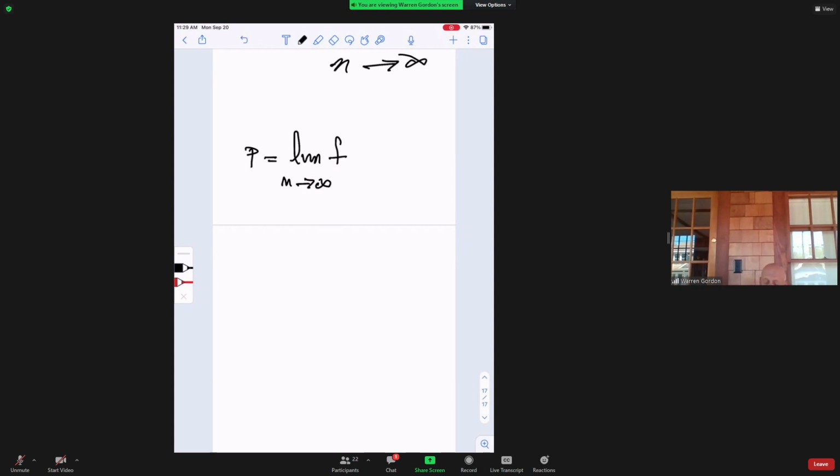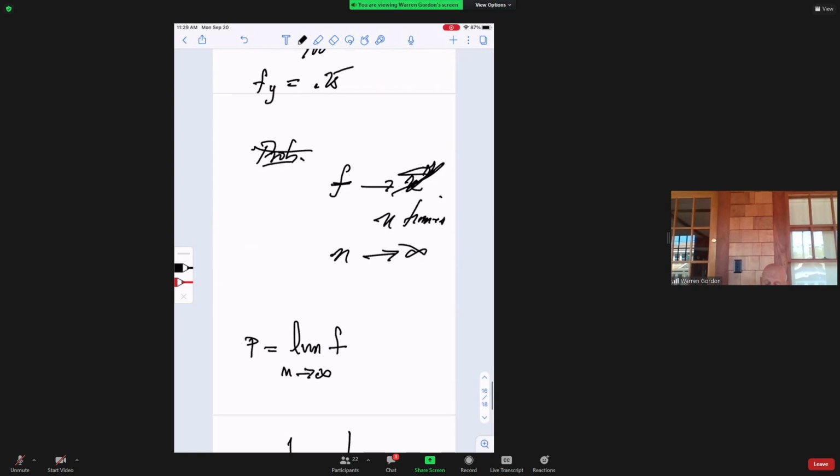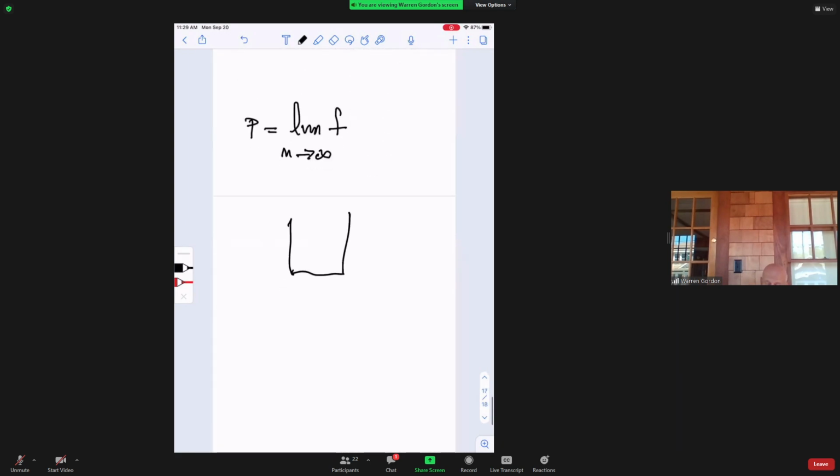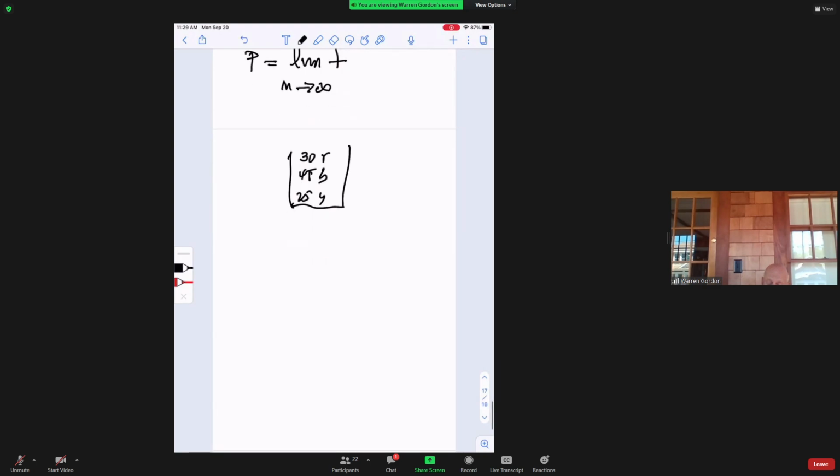So for example, if I took this experiment with 30 red, 45 blue, and 25 yellow, and I take the relative frequency of red and take the limit, repeating this experiment 1,000,000 times, n times, this would give me the probability of getting a red. Does everybody understand this intuitive argument here?